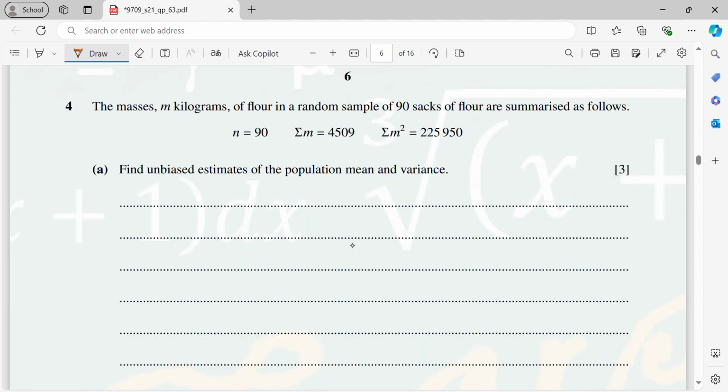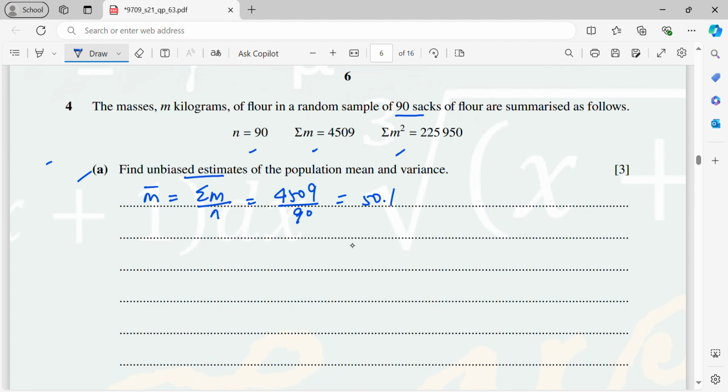Okay, now for question number 4. The measures m kilograms of flour in a random sample of 90 sacks of flour are summarized as follows. So n is 90, summation m is 4509, summation m squared equals to this much. Now A, find unbiased estimates of the population mean and variance. So the unbiased estimate for the mean is basically m bar, that is summation m over n. Then just replace the values and you will get 50.1.